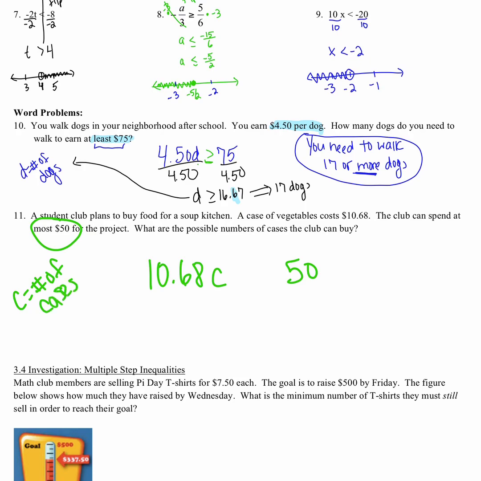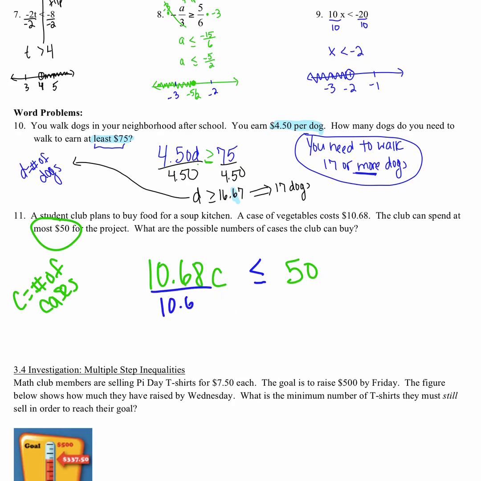So you have at most $50. That means you cannot have this number over here be bigger than 50. So in this case, your inequality sign is going to be a less than or equal to. Once again, you don't want this amount here to be bigger than 50 because you don't have that much money to spend. So it's less than or equal to.